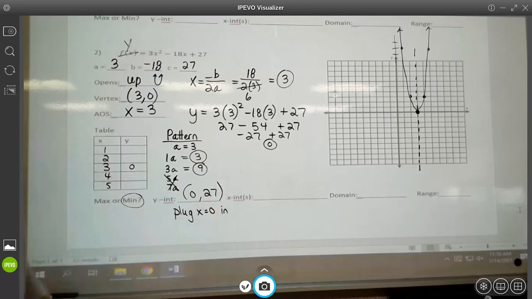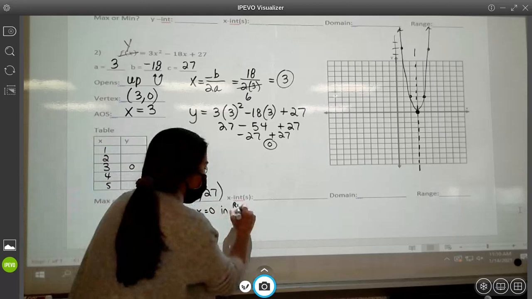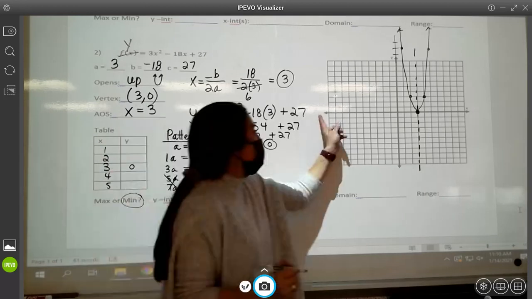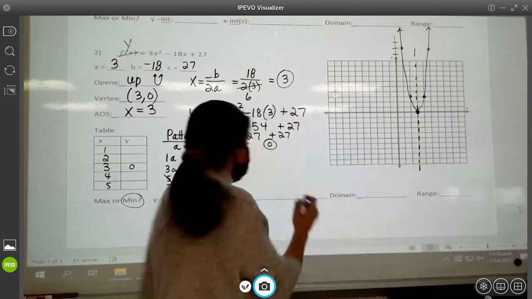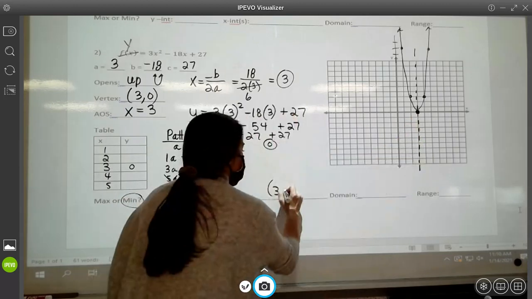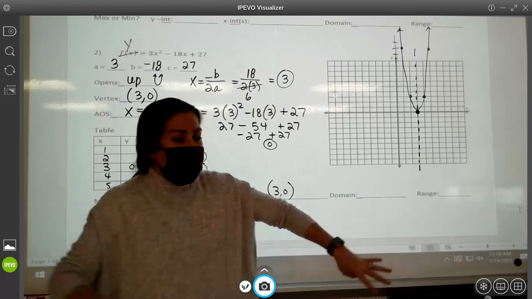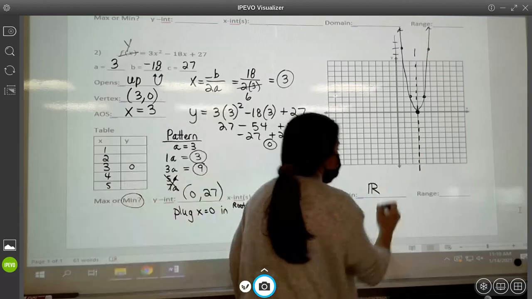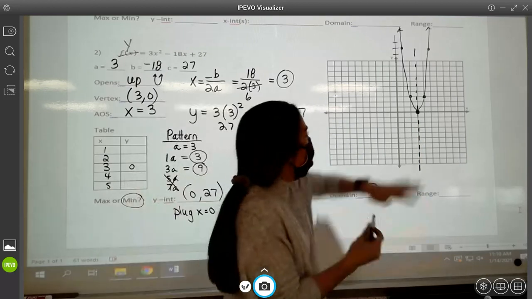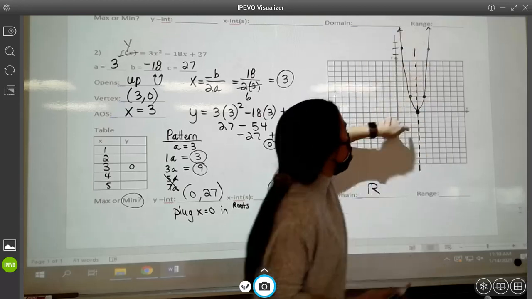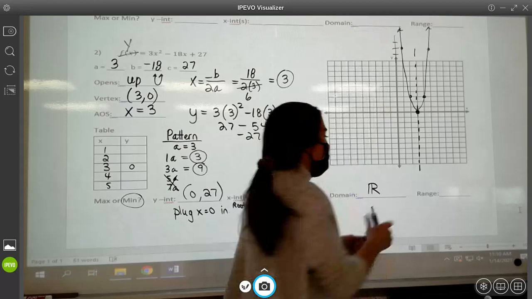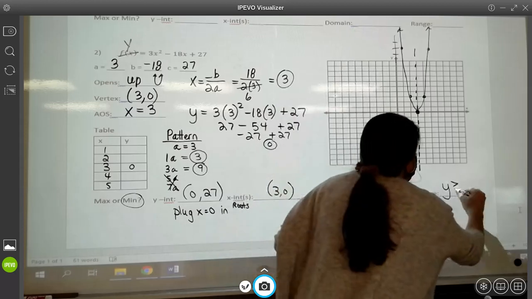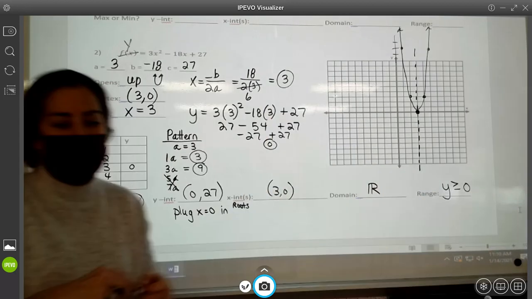All right? The x-intercepts, or the roots. This parabola only hits the x-axis 1 time, and it's actually the vertex. It's (3, 0). The domain is always all real numbers, and the range, it looks like all the y's are up here, but the smallest one is 0, and then they're all bigger than 0. So y is greater than or equal to 0.